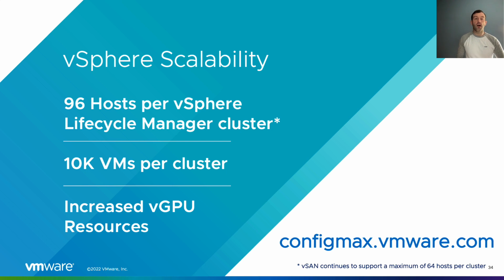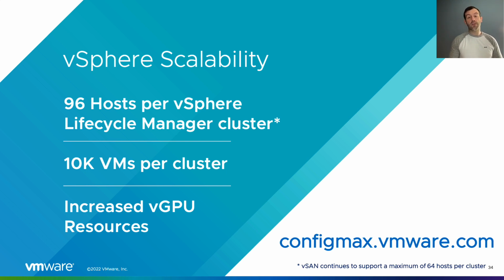And this requires hardware version 20 also to take advantage. Now, just a quick note on vSphere scalability. So as with each release, we try and push the boundaries of scalability. And in vSphere 8, vSphere Lifecycle Manager can now manage the image for the full cluster size of 96 hosts per cluster. Keep in mind that the vSAN cluster size limit of 64 hosts still remains true. We can now have up to 10,000 VMs per cluster, and we saw that we're increasing some vGPU resources also.